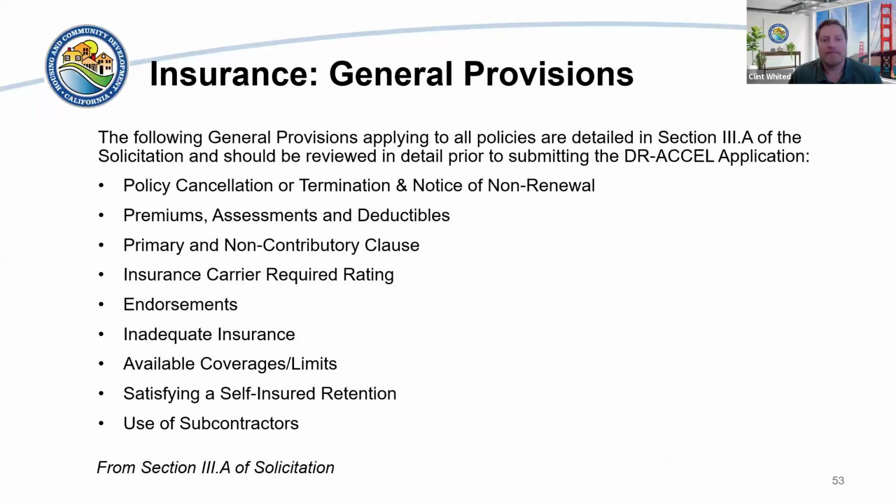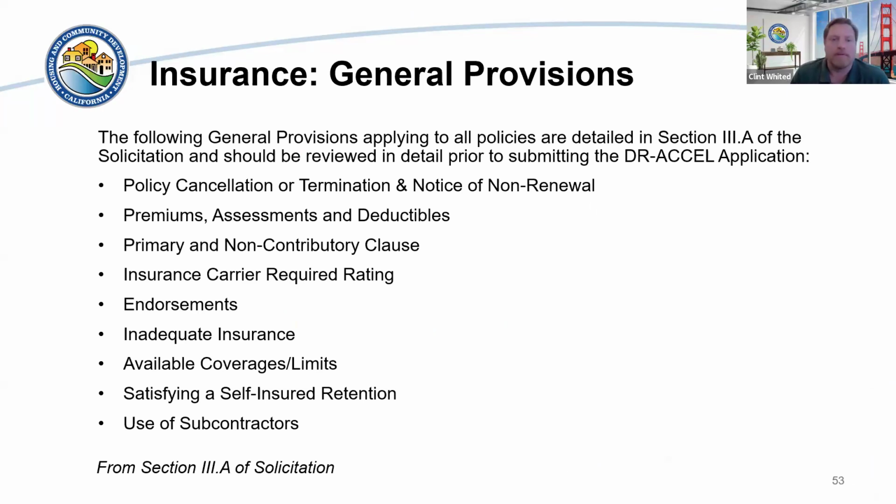So general provisions for the insurance requirements that will be in your standard agreement. The following general provisions apply to all policies and are detailed in section 3A of the solicitation. I encourage you all to review each of these provisions in detail prior to submitting your DR Excel application.